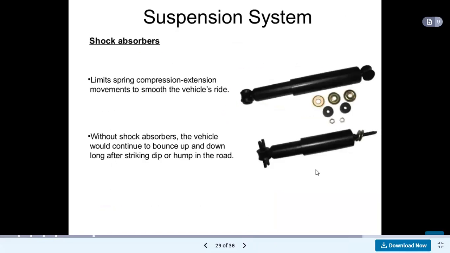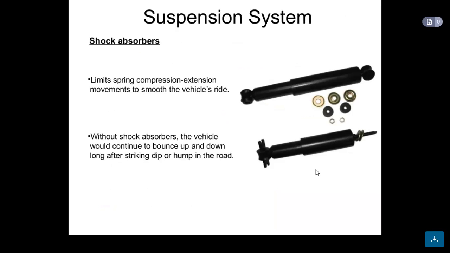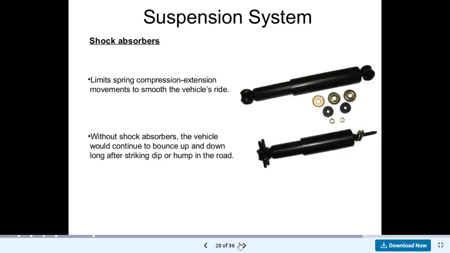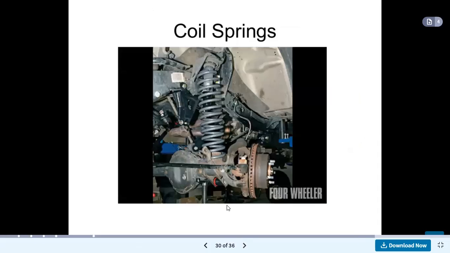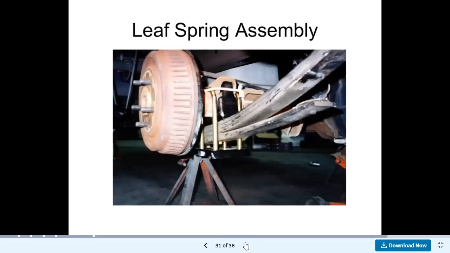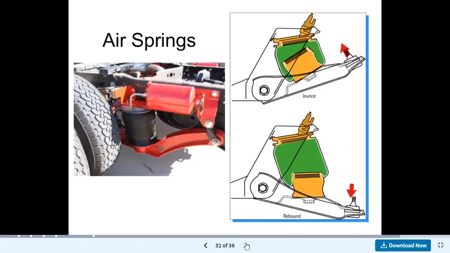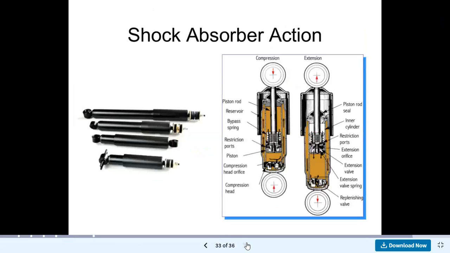Shock absorbers are also there, limiting the spring compression extension movements to smooth the vehicle's ride. Without the shock absorbers, the vehicle would continue to bounce up and down long after striking a dip or hump in the road. This is the coil spring. See here, these are the coils. This is the leaf spring assembly. Air springs is shock absorber.